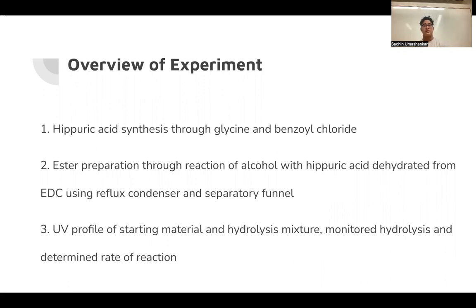And then in the second step, we did an ester preparation through a reaction of alcohol with hippuric acid, and this is dehydrated using EDC. For the third day, we did a UV profile of the starting material and the hydrolysis mixture. We monitored the hydrolysis, and then we determined the rate of the reaction.